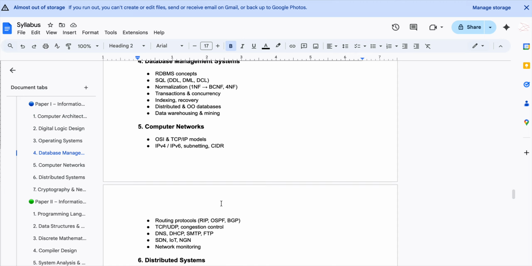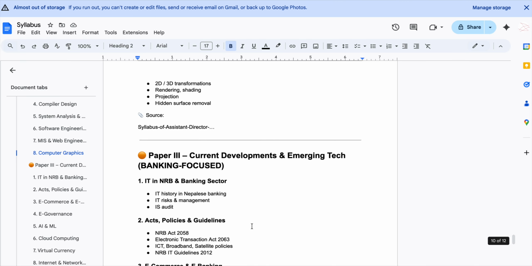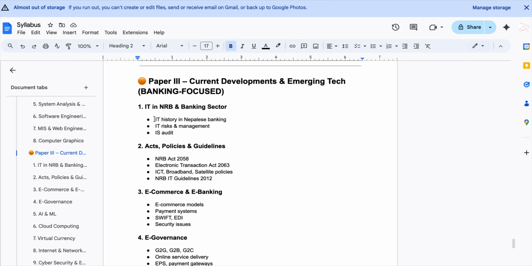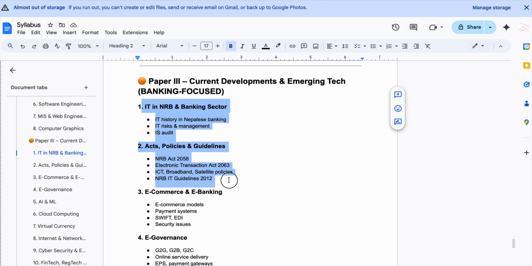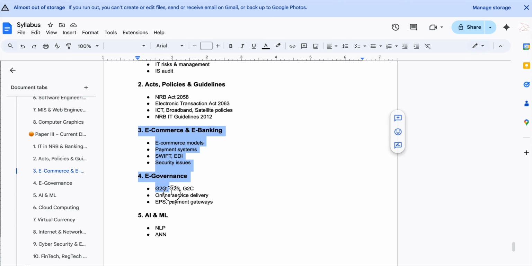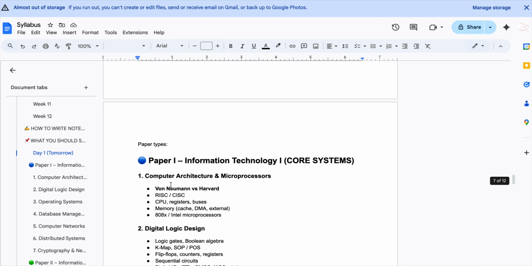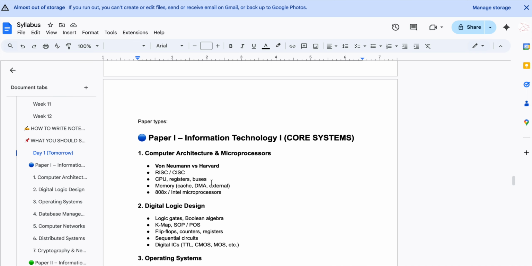For paper one, these are the syllabus topics, and for paper two, this is what is required. And for paper three, we have to learn some acts as well, like the Electronic Act and ICT guidelines, and there's e-commerce, e-government, and AI/ML.